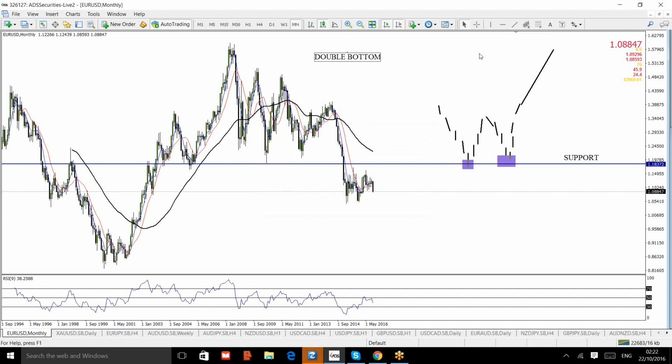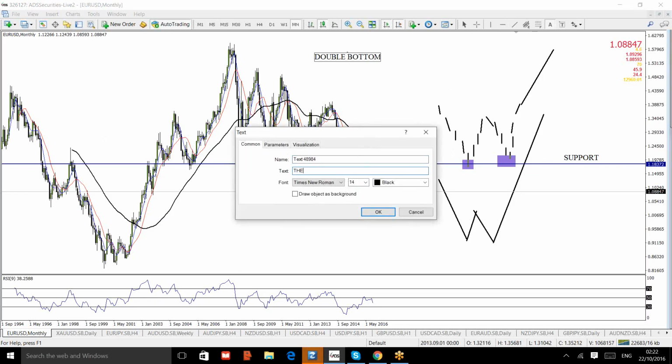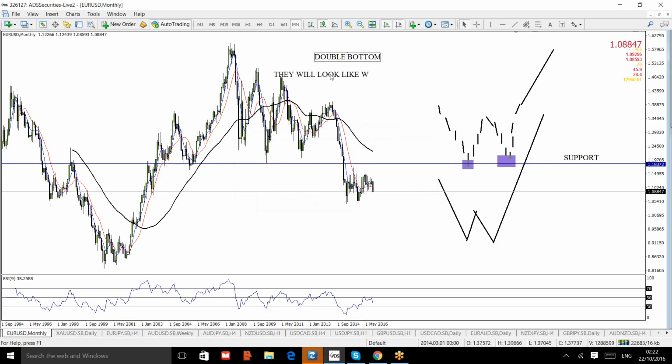Now, remember, guys, double bottoms will always be like a W, guys. One bottom, price will rise up. Double bottom, guys, rise. Understand? So it will be like a W, guys. Remember, write it down. Do you guys understand?